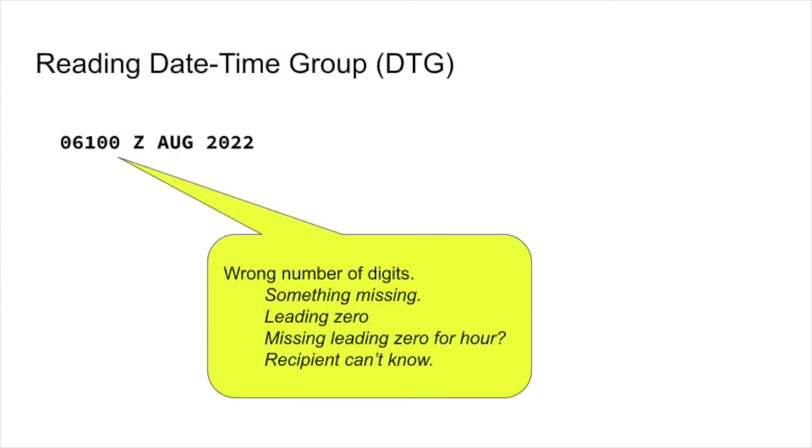So if we take a look at the incoming message again, we can see we've just got the wrong number of digits. We don't actually know what the time group is. We've got a leading 0 even though we are missing a digit, so it's not a leading 0 problem. So is it a problem where we're missing a leading 0 for the hour? Are we missing the final digit that's supposed to indicate minutes? There's no way for us to know.